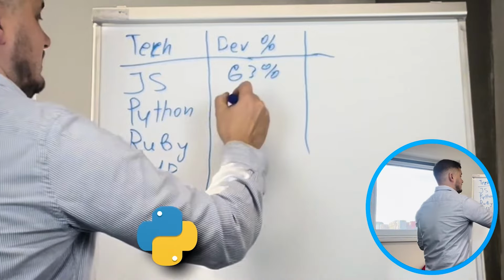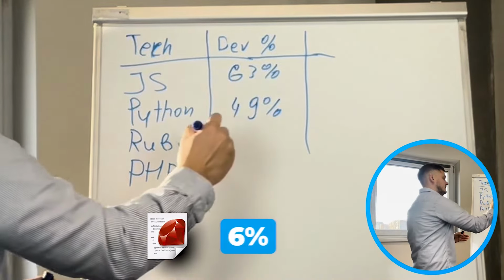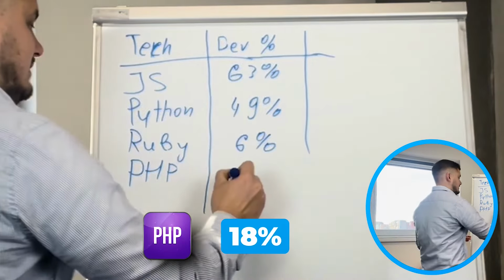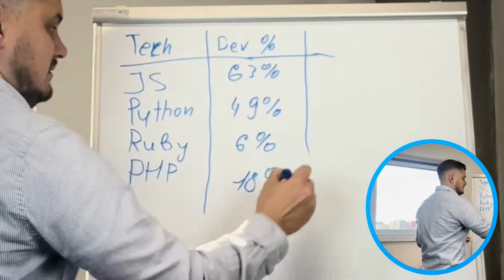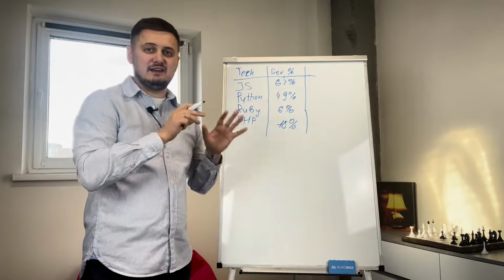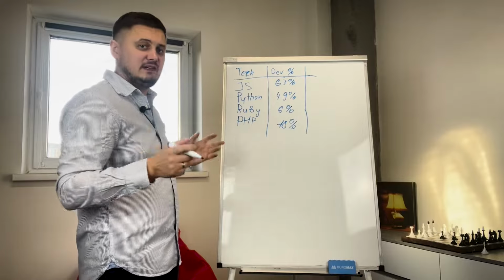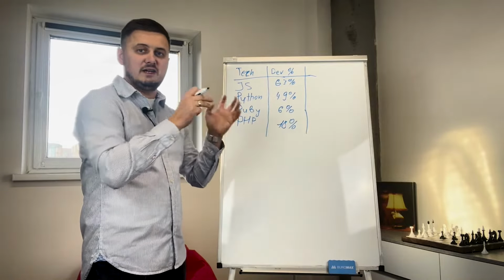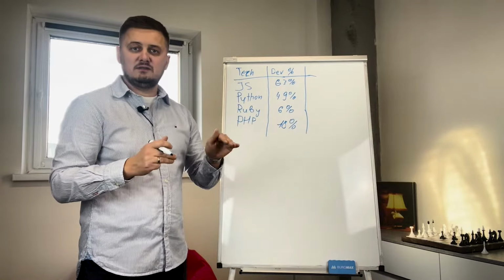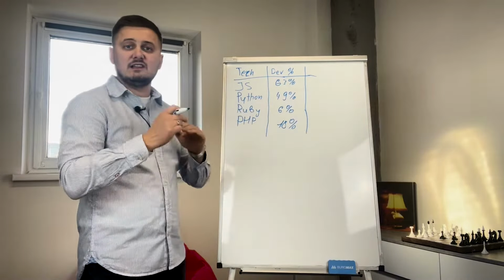Then Python is being used by 49% of developers. Ruby is being used by 6% of developers, and PHP is being used by 18% of developers that actually went through this survey, right? So what does it tell us? If we take the general economic market rules, the more people are using this technology, the less it should cost, right? Because it's very popular. A lot of people from around the globe know that technology. That should be an indicator of something that is widely used and should be cheaper than technologies that are less used, right?